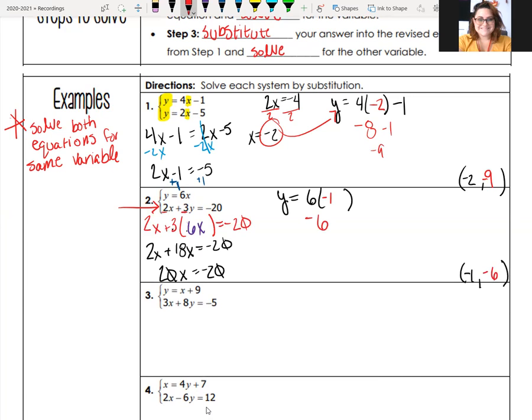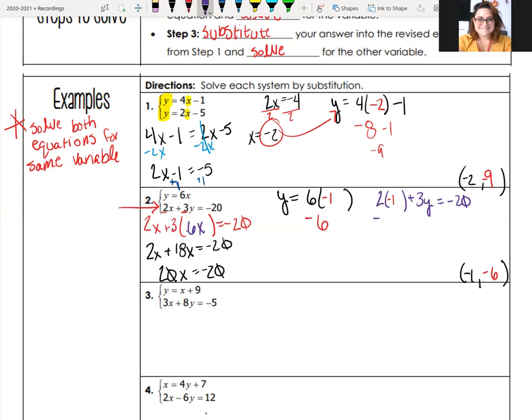I will show you as well what would have happened if you chose the second one, so we can just compare a little bit. We would have 2x plus 3y equals -20. And we plugged in -1.